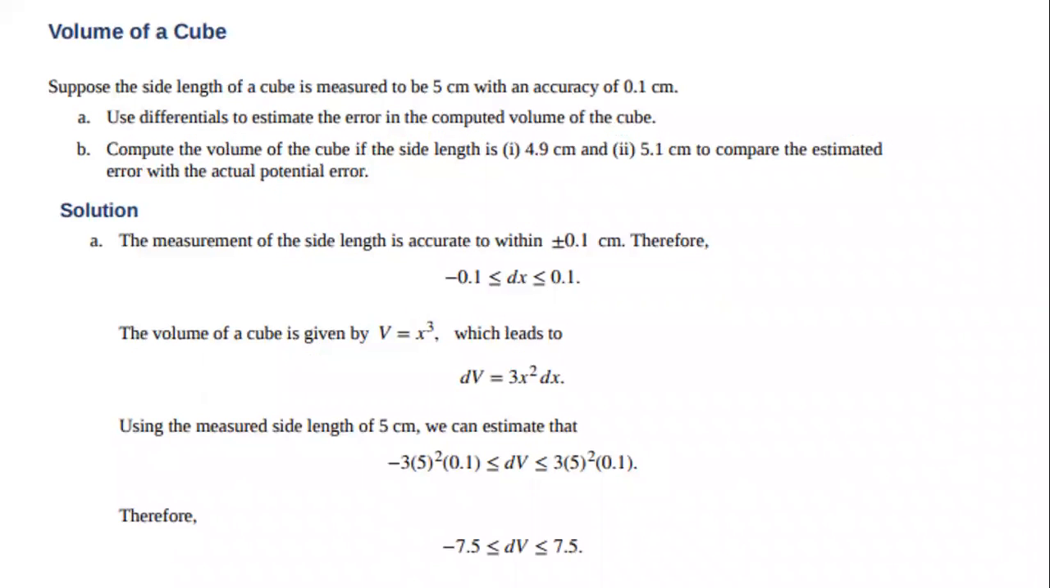Okay. So, volume of a cube. Suppose that the length of a cube side is measured to be 5 centimeters with an accuracy of 0.1 centimeter. Use differentials to estimate the error in computing the volume of the cube. Then part B is to compute the volume of the cube if the length is 4.9 centimeters and 5.1 centimeters, to compare the estimated error with the actual potential error.